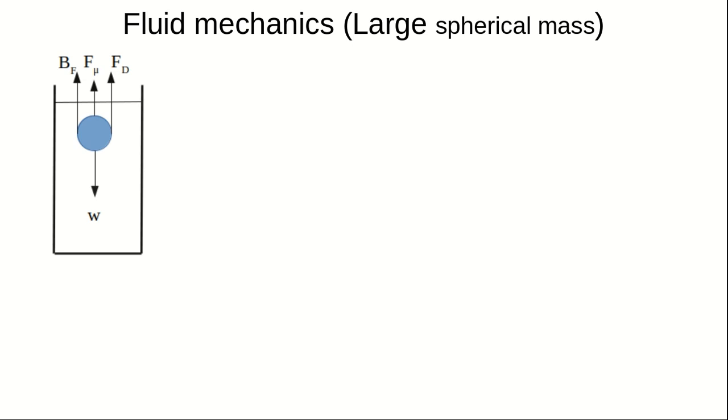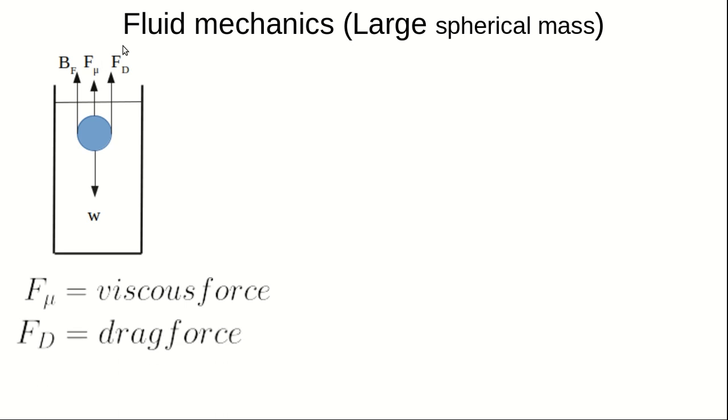So we have an object that falls freely through a fluid. It has a weight W, which is equal to mg. It has three other forces that are acting opposite this weight, and these are described as the buoyant force, the viscous force, and the drag force. F mu represents the viscous force, Fd represents the drag force, and Bf represents the buoyant force.